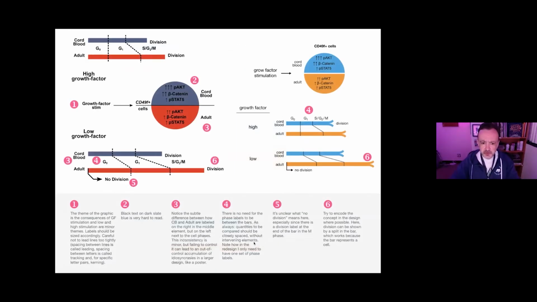So don't need to read this, but the idea is that you set up the context first. What does growth factor simulation do? Well, okay, it increases these things in the cord blood, in the adult it does this, and now you have its effect on cell cycle. You don't need to put the labels between the bars, you put the labels above the bars and only once, because you know what this is, G1. This can't be anything other than G1, and this is G0.